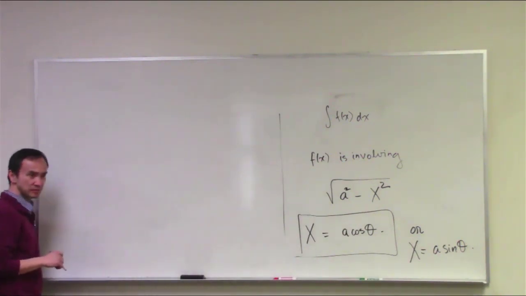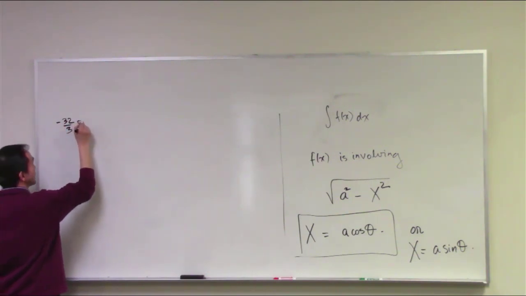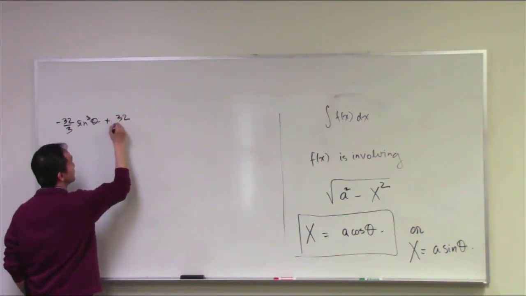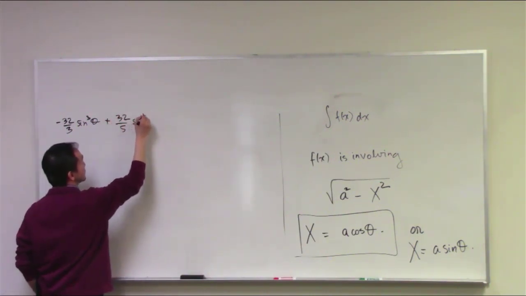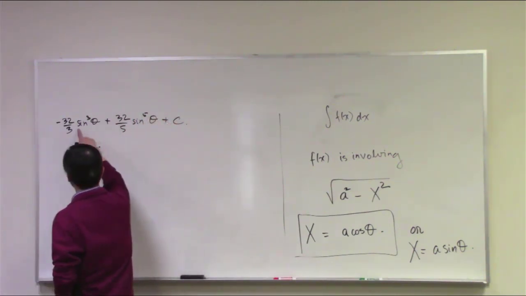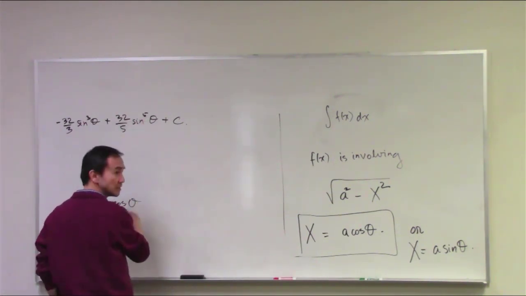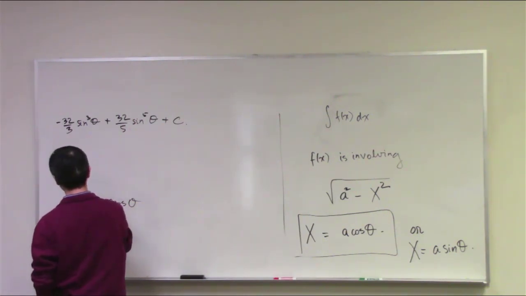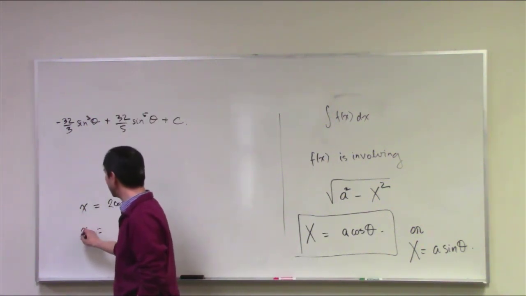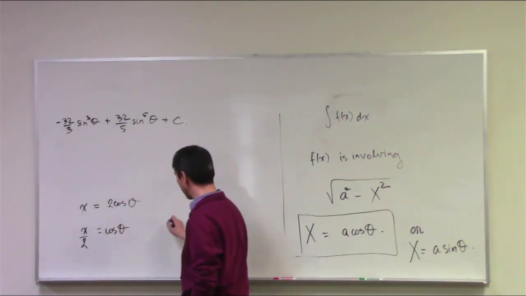Continuing to the next step: u was substituting for sine of theta, so we're looking at minus 32 over 3 sine cubed theta, then plus 32 over 5 sine to the 5th theta plus c. These are sine cubed theta and sine to the 5th theta, but remember 2 cosine theta was defined to be x. You guys remember that? So that means x over 2 will be cosine theta. Think about a triangle like this.